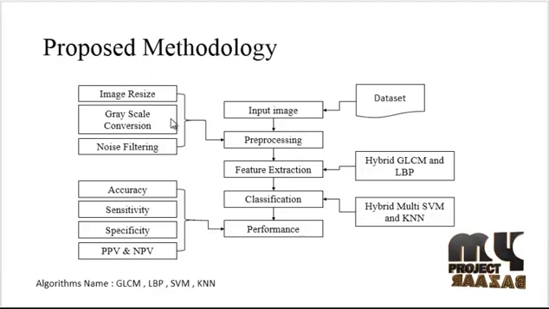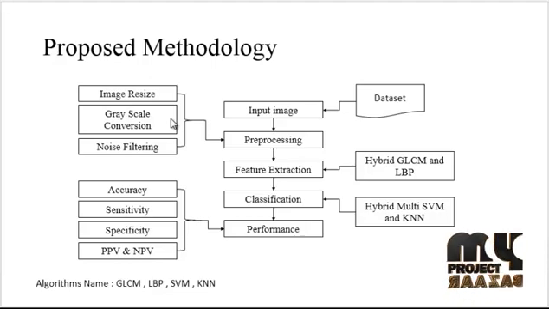After the pre-processing, the third stage of the project is feature extraction. In this feature extraction we are hybridizing two kinds of features, one is GLCM and the other one is LBP. We are hybridizing these two features together to generate new features to extract the features from the image. After the feature extraction, as usual we go for the classification.